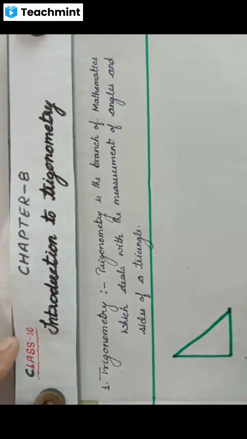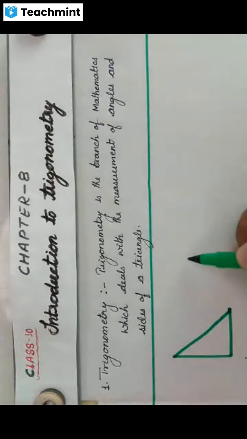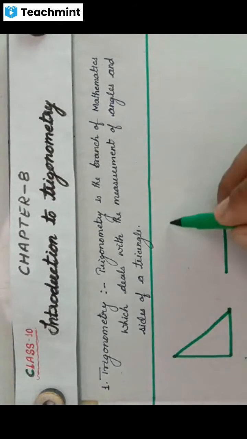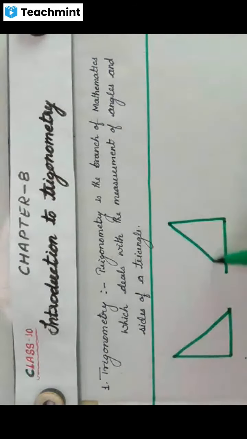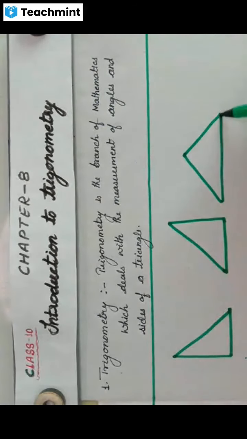So here we have triangle number 1. Now another triangle I am going to draw. This is triangle number 2. One more triangle I am going to draw here, and it is like this. So this is triangle number 3. So I have drawn 3 types of triangles here.